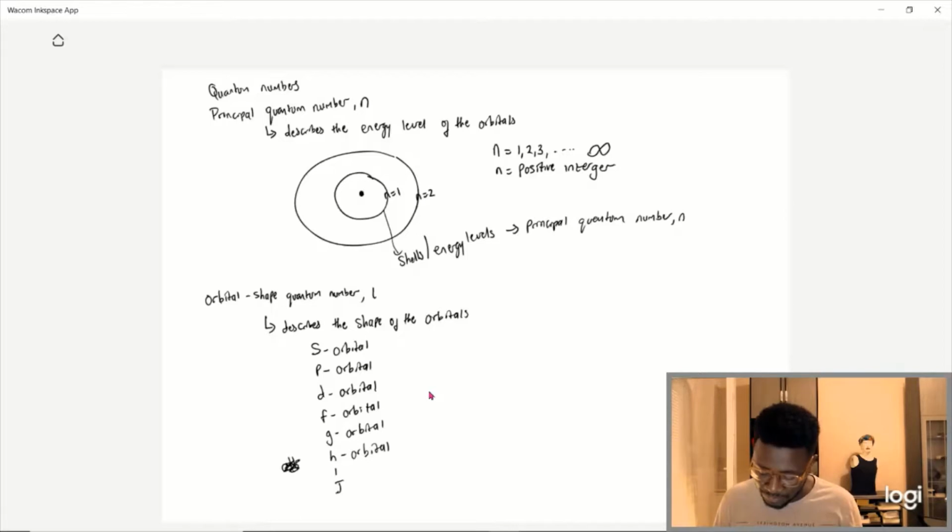So this one is the s orbital. The number for l is given as 0. When it is the p orbital, the number for l is given as 1. When it is the d orbital, it is given as 2. And for l, you understand, 3, 4, 5.